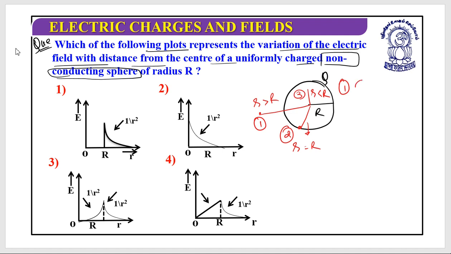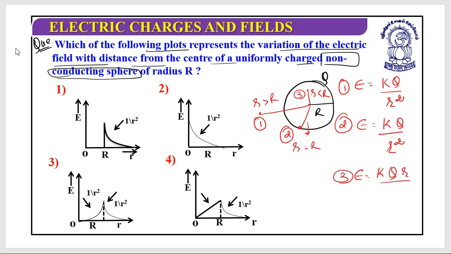In the first, E would be equal to kq divided by r square. In the second case, where r equals R, E would be equal to kq divided by R square. And in the third case, where r is inside the sphere, or r is less than R, we must write that it is kqr divided by R cube. This is the relation.